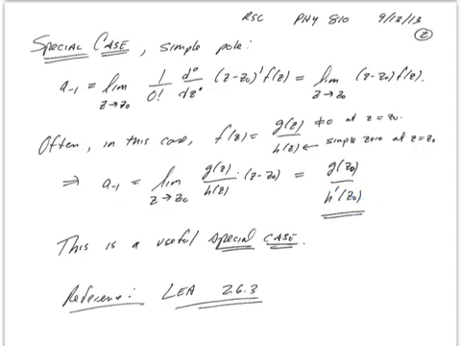So in the case of a simple pole, where the function can be written as the ratio of g over h, where h has a simple zero and g is not 0 at z equals z0, then the residue is the value of the numerator divided by the derivative of the denominator. This is an extremely useful special case that we will see over and over again.